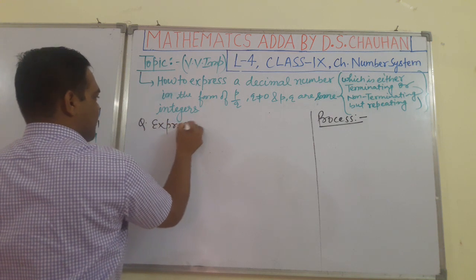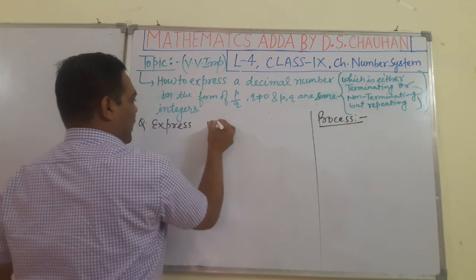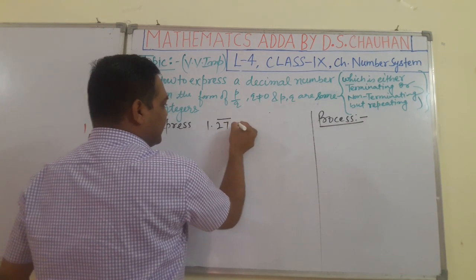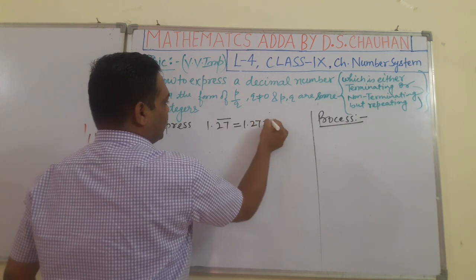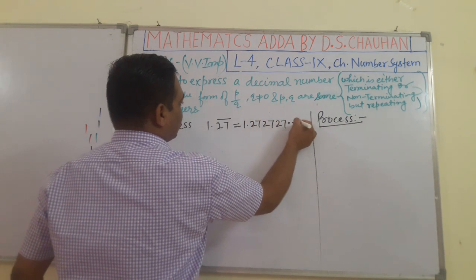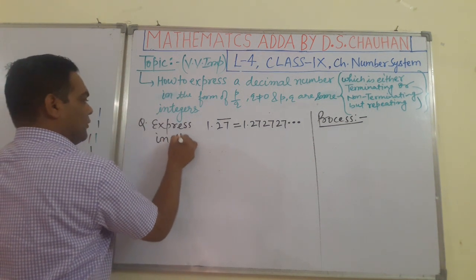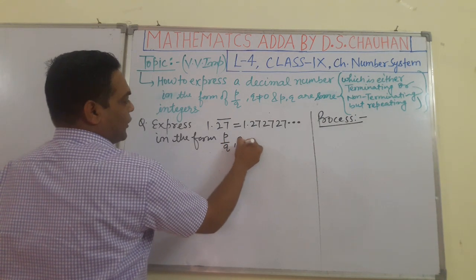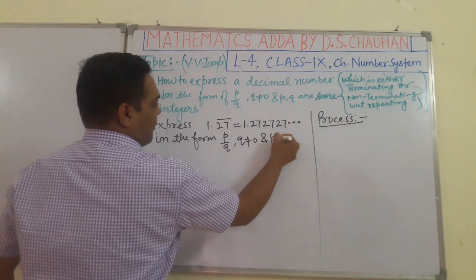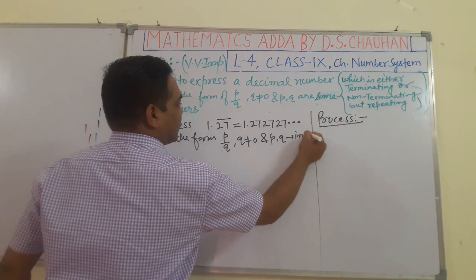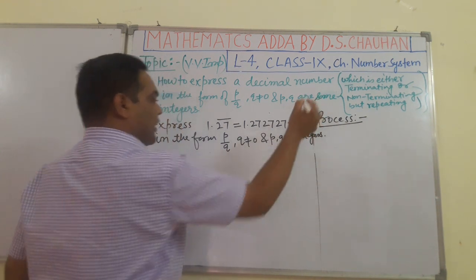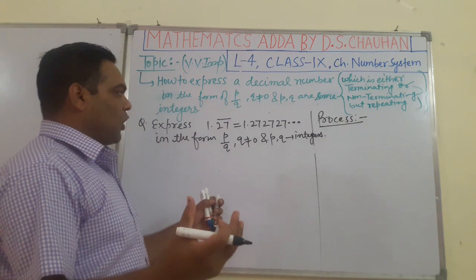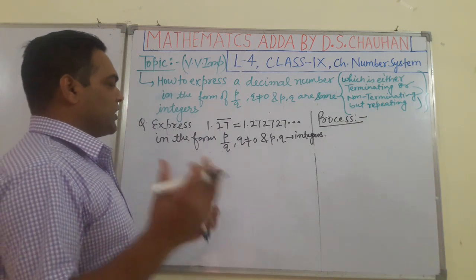Express 1.27 bar, which is 1.272727 and so on, in the form of p by q, where q is not equal to 0 and p, q are some integers. Students, this is the question in front of you. How to convert? What is the process? Very interesting. Try to understand, students.